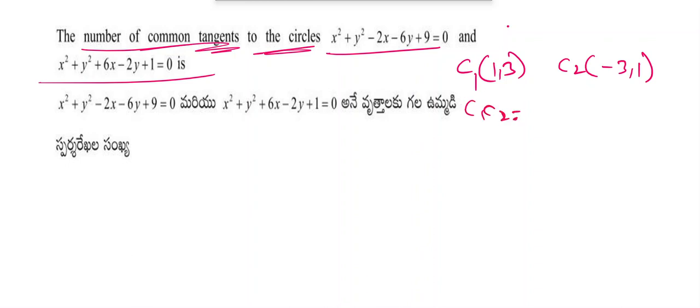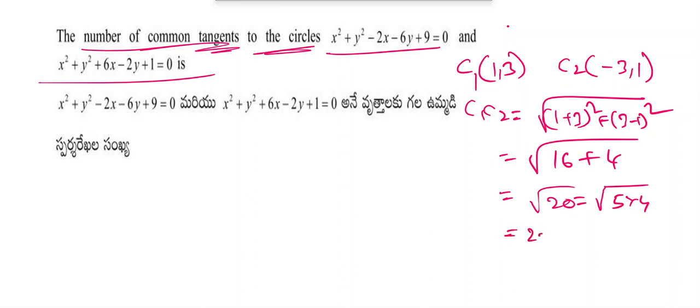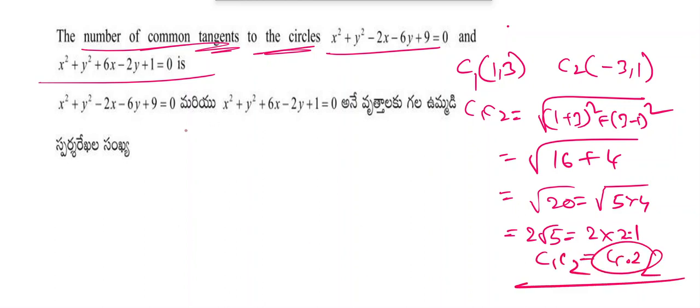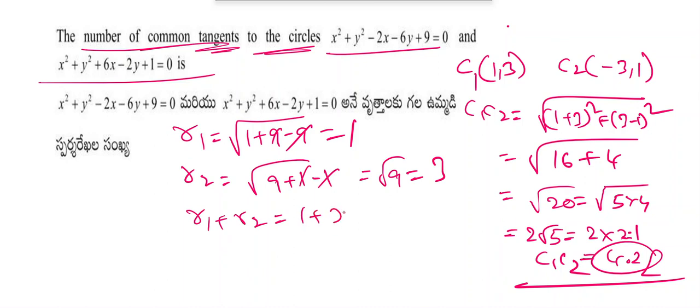And the distance between the centers C1C2 is equal to the square root of (1 + 3) whole square plus (3 - 1) whole square. (1 + 3) whole square is 16, (3 - 1) whole square is 4. This is root 20. Root 20 is written as 5 into 4, that is equal to 2 root 5. 2 root 5 means 2 into nearly 2.1, that is 4.2. This is the distance between the centers C1C2. Now find R1. R1 is equal to the square root of 1 + 9 - 9, that is equal to 1. R2 is equal to the square root of 9 + 1 - 1. 1 cancels. This is root 9 is equal to 3. Now we find R1 + R2, that is 1 + 3 is equal to 4.